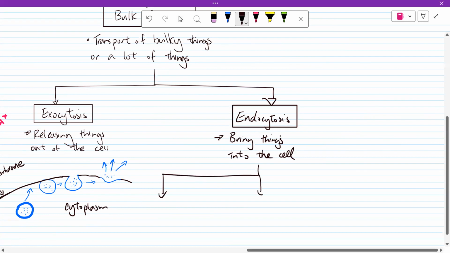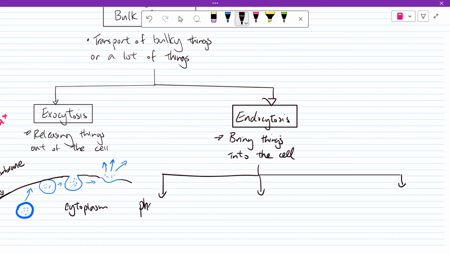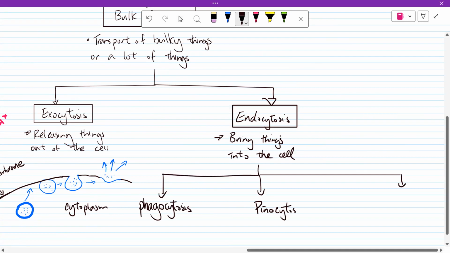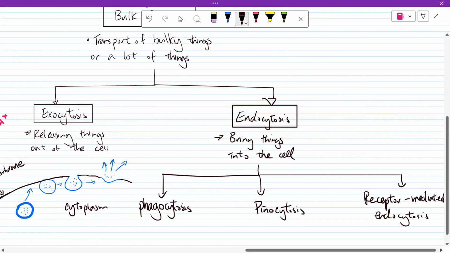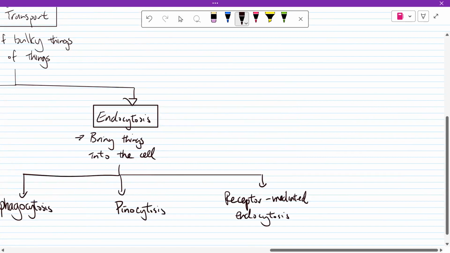We are almost done with the chart, okay? We have phagocytosis, pinocytosis, and then receptor-mediated endocytosis, right? I'll let you write down first, and then I will explain.